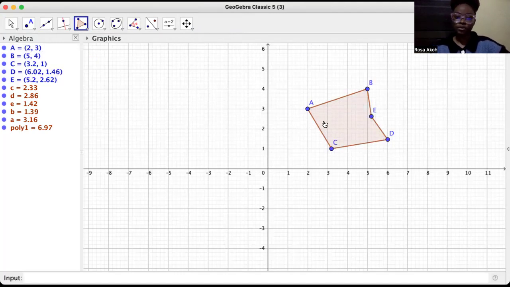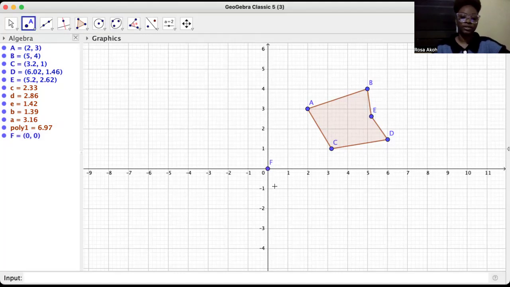Now that we have this, in order to rotate about a point, you must have the center of rotation. This center of rotation is the point about which the object will rotate. The other thing we must also have is the angle of rotation. So now let's create our center of rotation with a point. I want our center of rotation to be the origin.